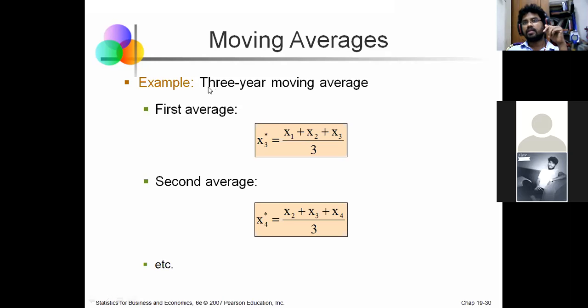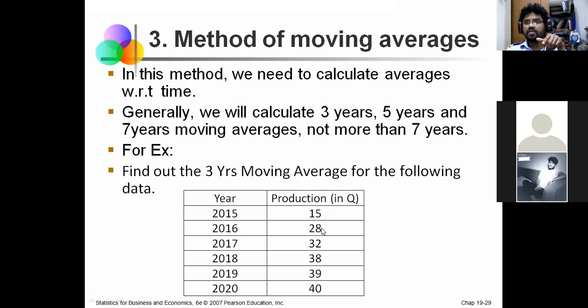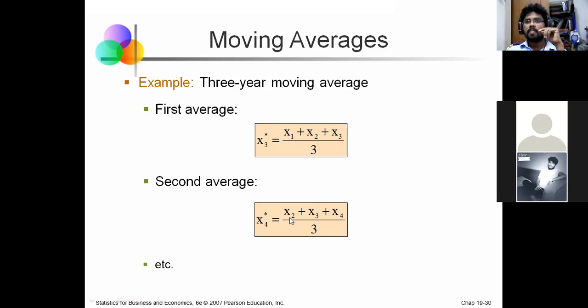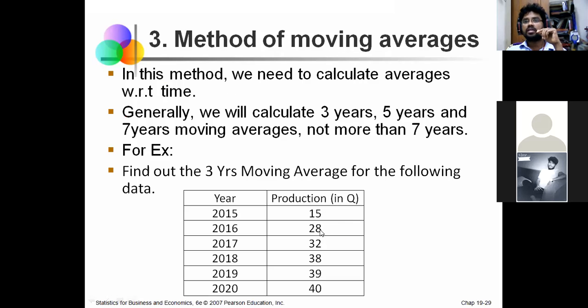Simple, the formula for the 3 years moving average: the first average, x3 star, is equal to x1 plus x2 plus x3 divided by 3. What are x1, x2, x3 here? The first ones are 15, 28, 32 divided by 3. Then what is the second average? x2, x3, x4 divided by 3. Here that is 28 plus 32 plus 38.